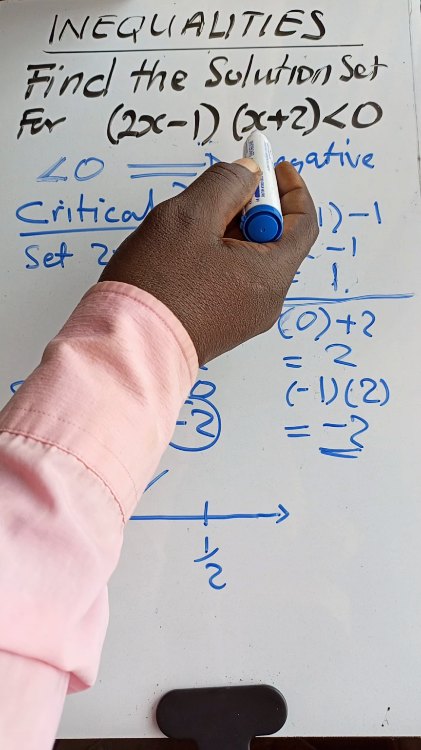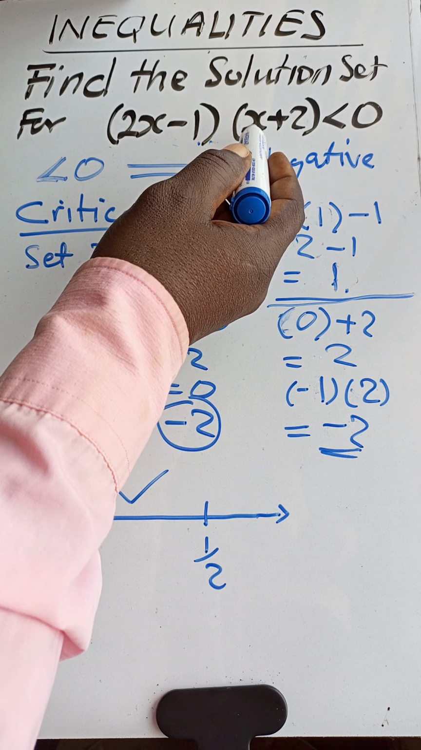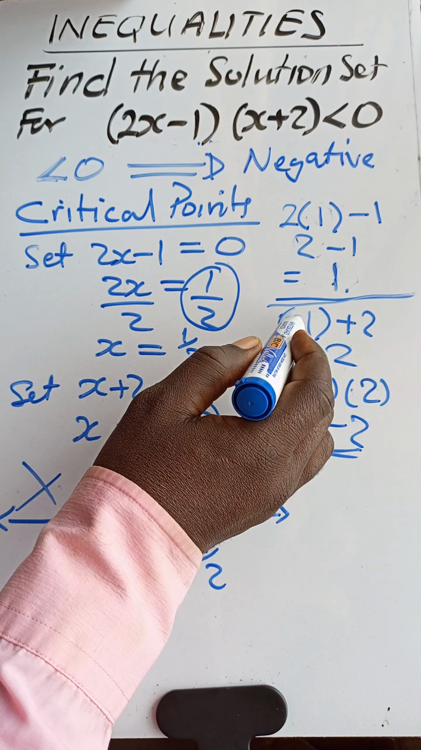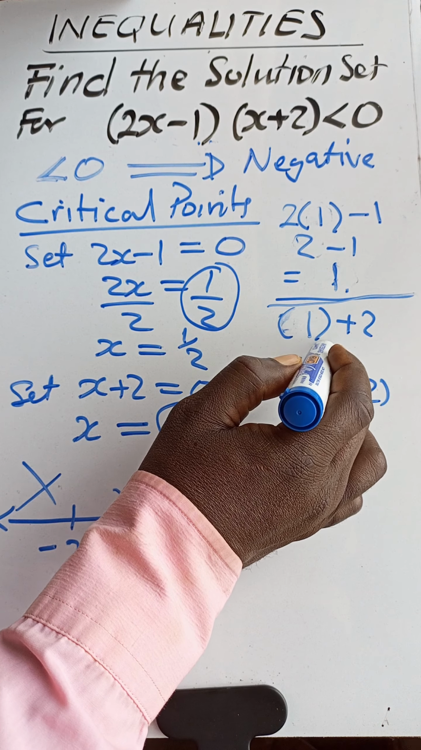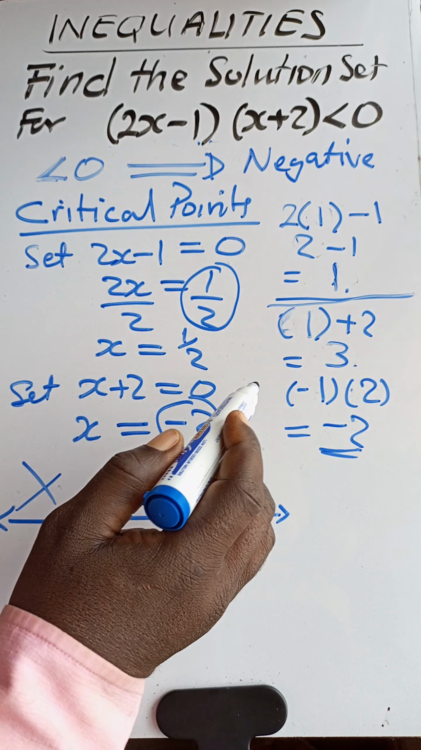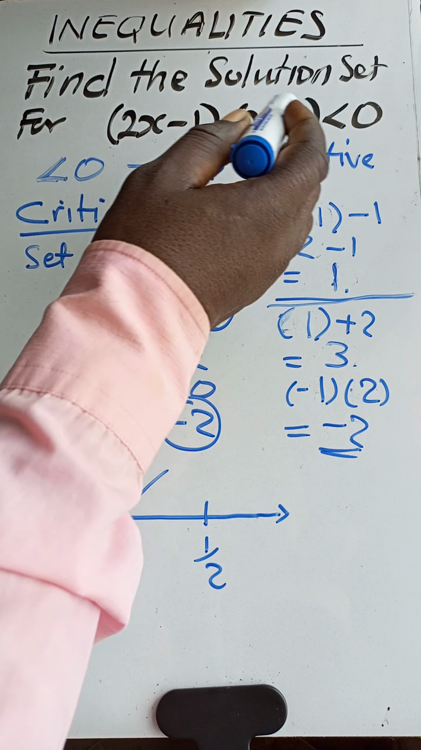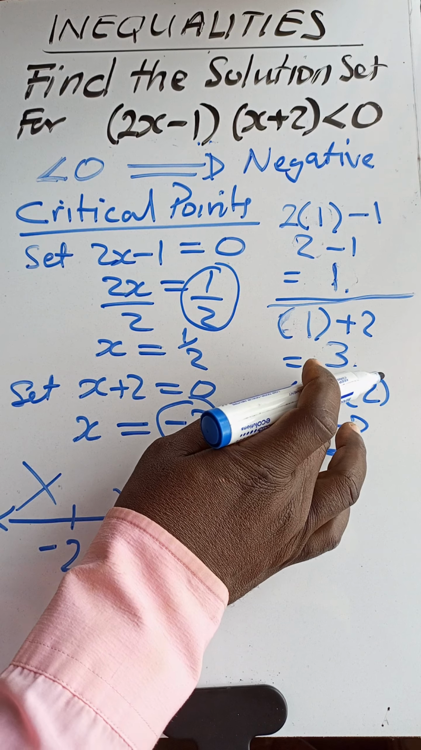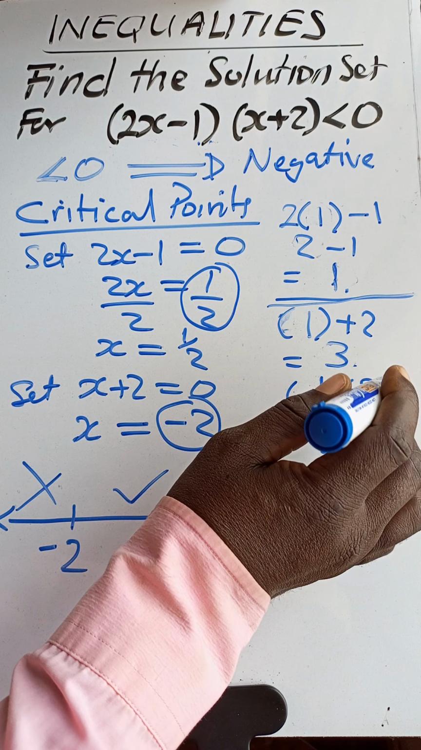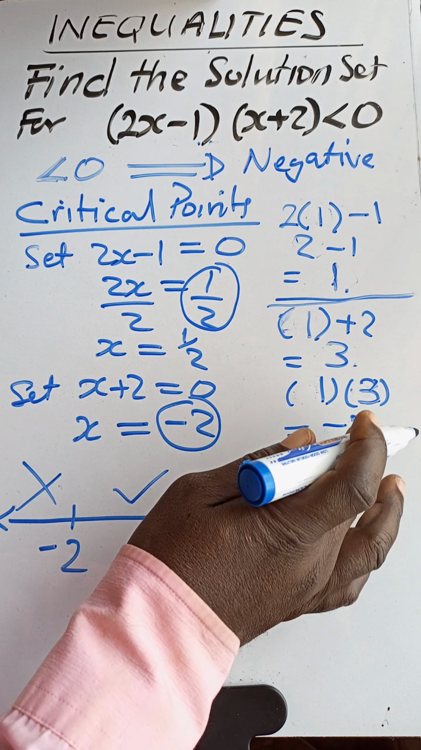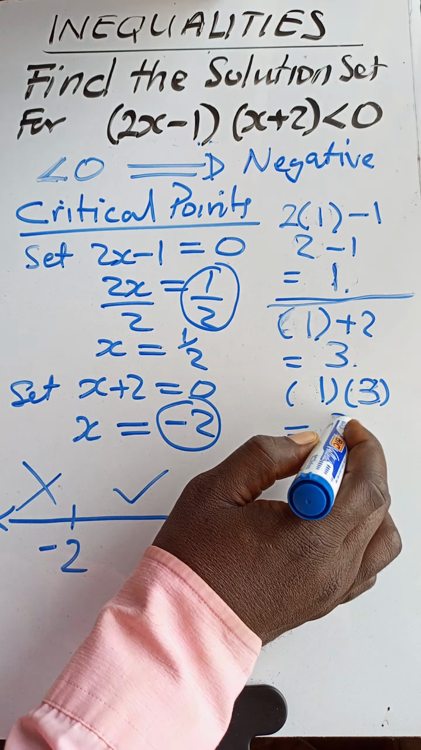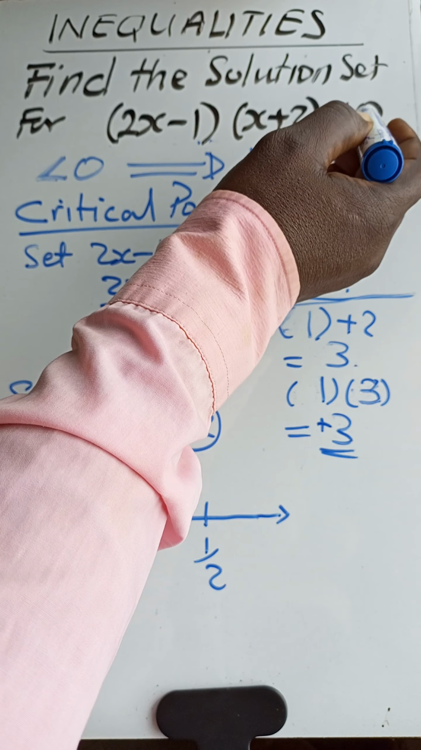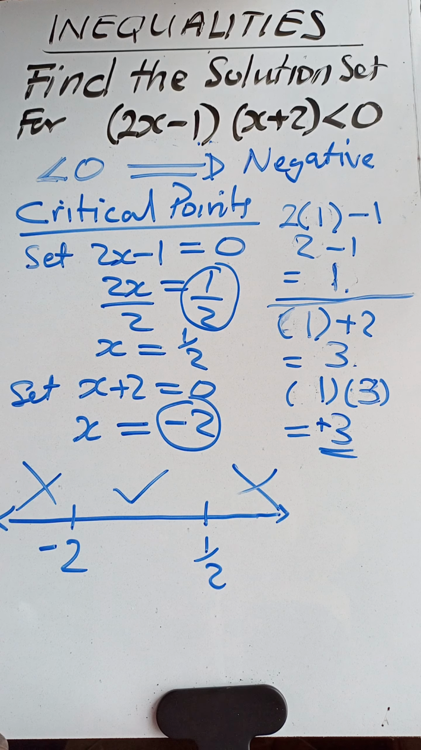Now let's take this other expression and put 1 in the place of x. This is its own evaluation. We remove that 0 and put 1. 1 plus 2 is positive 3. Now we do the multiplication: the result we had here multiplied by that result. So 1 multiplied by 3 gives us positive 3. And so we have a positive result. But remember, we're interested in a negative result. So this zone is disqualified.